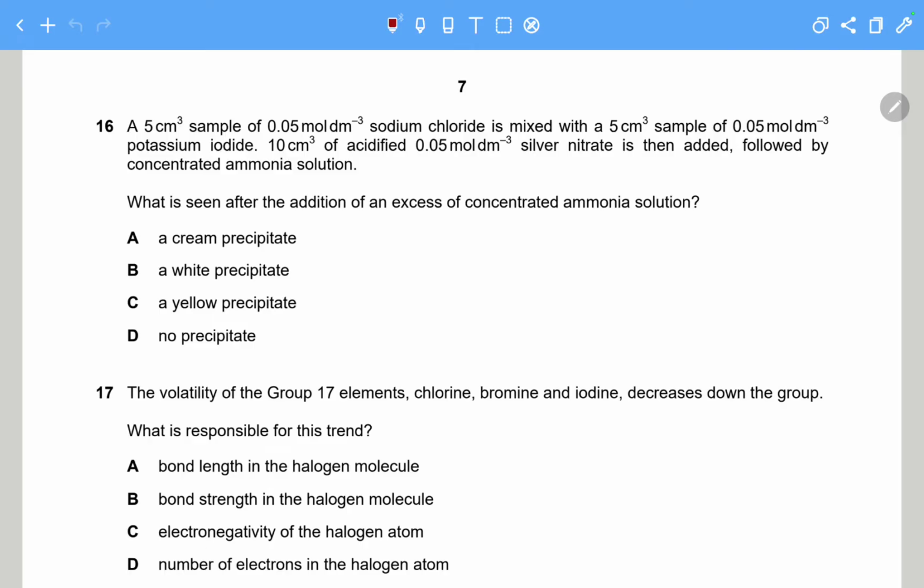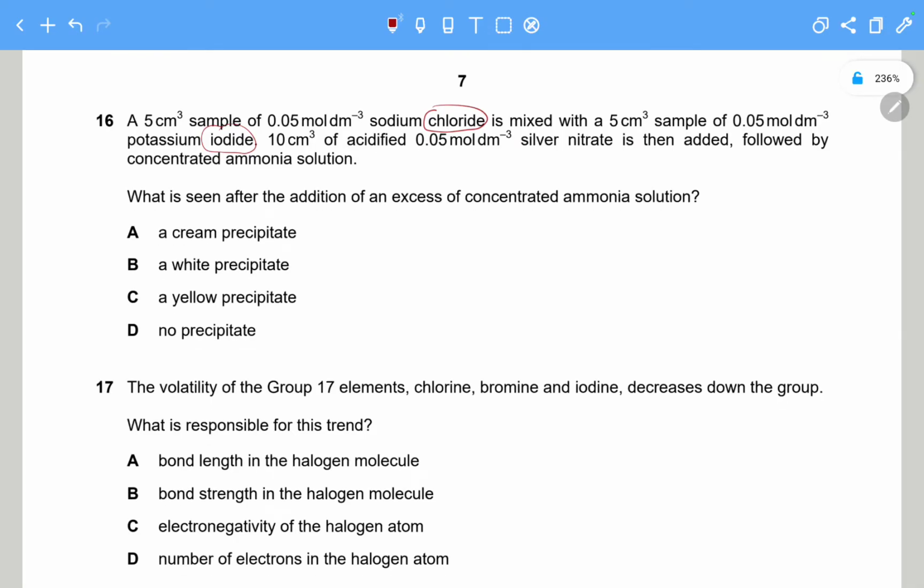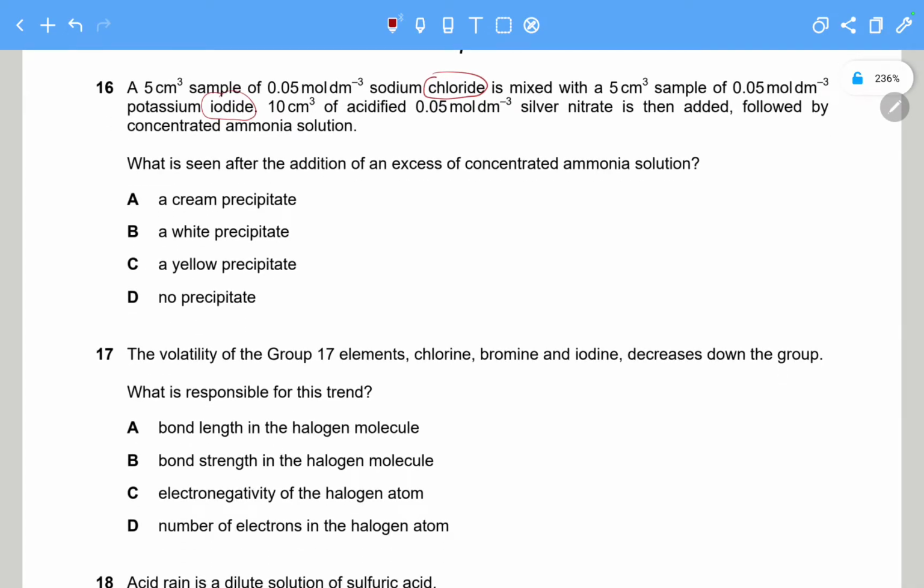Question 16. A 5 cm3 sample of 0.05 mol per dm3 sodium chloride is mixed with a 5 cm3 sample of 0.05 mol per dm3 potassium iodide. So we have the same amount of chloride and iodide ions in this mixture. 10 cm3 of acidified 0.05 mol per dm3 silver nitrate is then added, followed by concentrated ammonia solution.